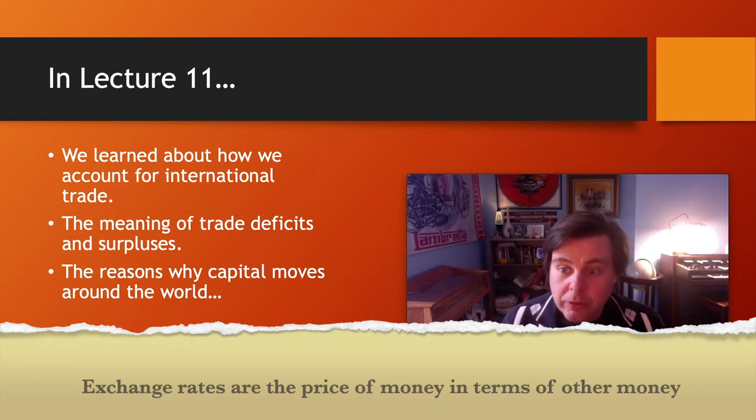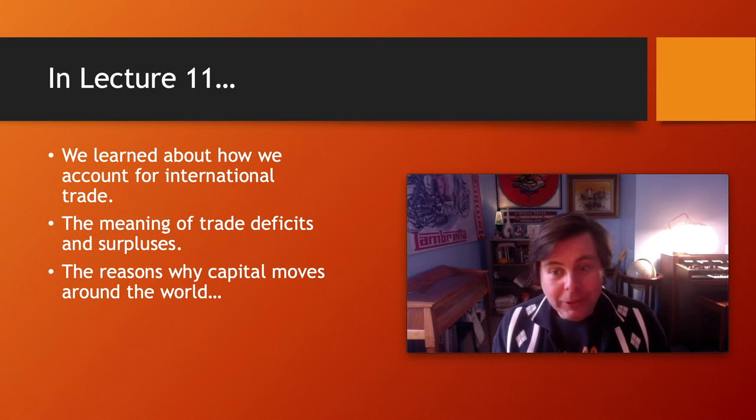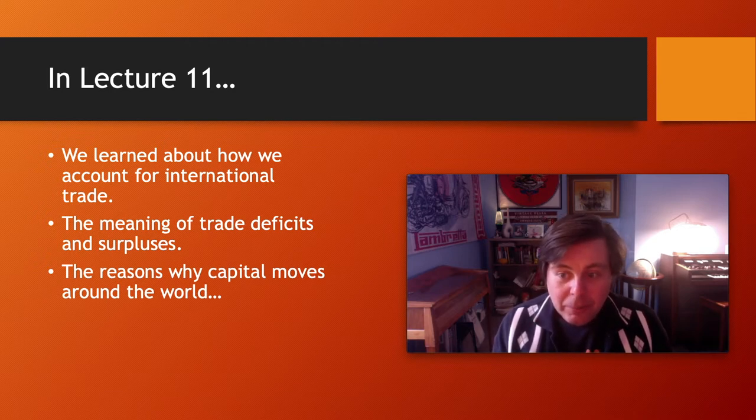In lecture 11, which was really the last of the new material for the course, we learned about the foreign sector. We learned about why the foreign sector is special and generally separated off, because of course we're dealing with multiple currencies, and that creates some reasonably significant accounting problems, because the same nominal stuff that we're generally observing is different nominal stuff now. But we learned how to account for that, and then we learned about trade deficits and surpluses, what they really mean. And we learned about why capital moves around the world, why people invest here versus there, and then how that impacts exchange rates as well as plays into trade deficits and trade surpluses.